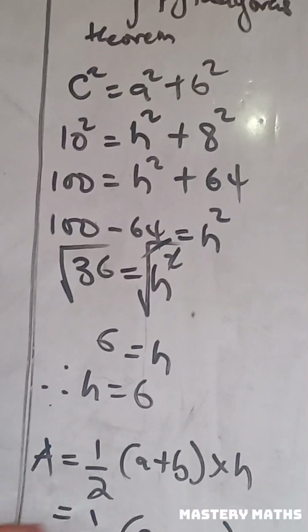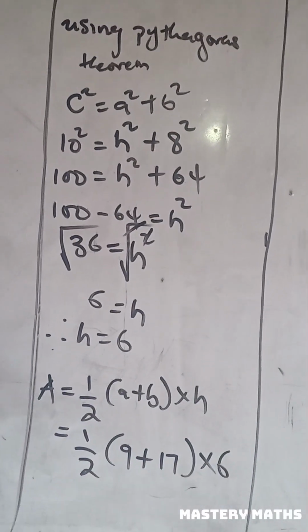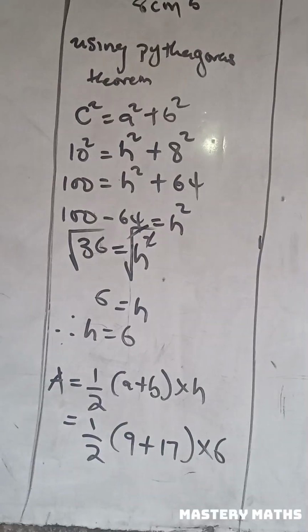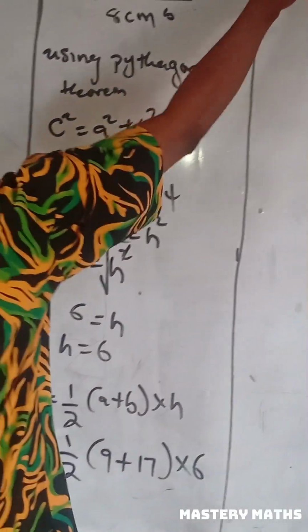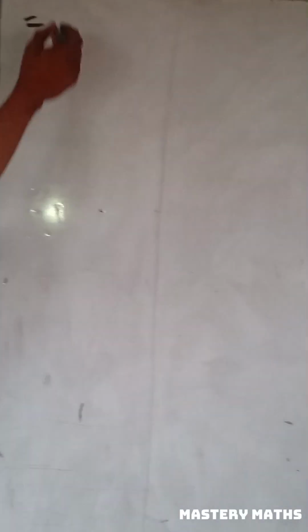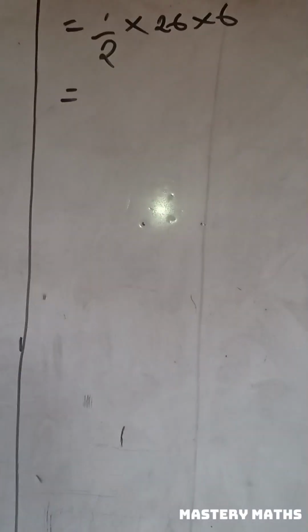Now we are going to solve this. When we solve all this, we're able to get our final area as the answer. Now what will be the next thing we do? Coming to this place, we solve. We said 1 over 2 times, when you add this together, 9 plus 17 will give us 26, times 6. Have you seen it now?